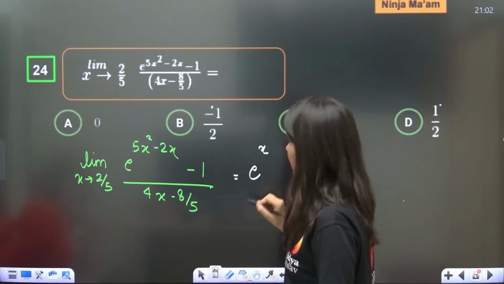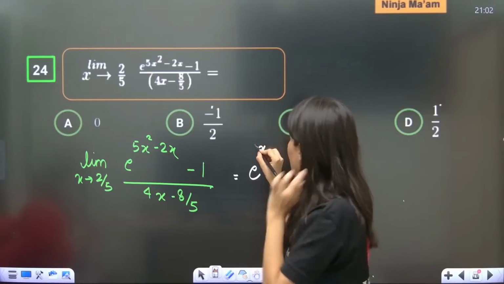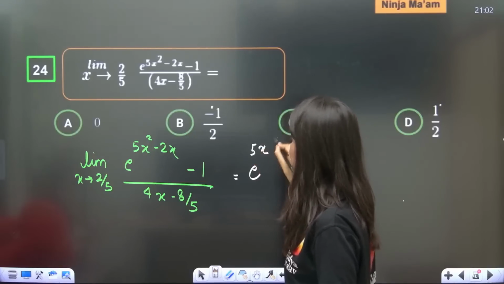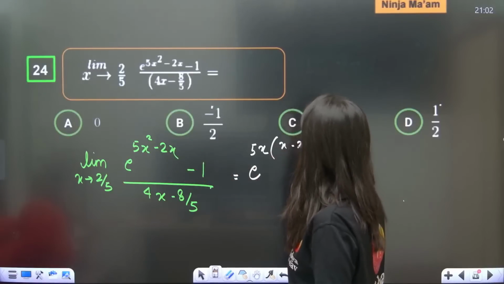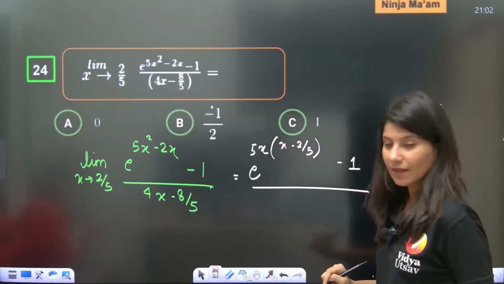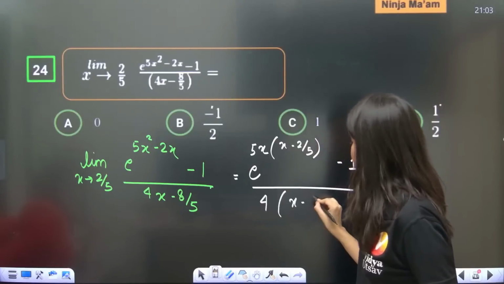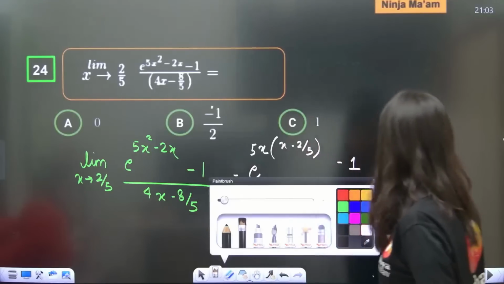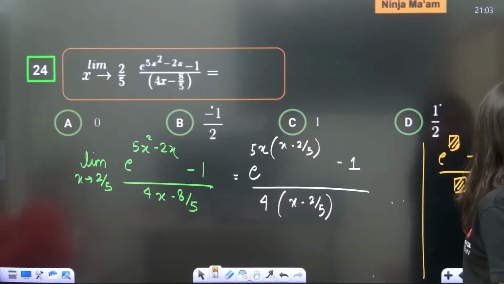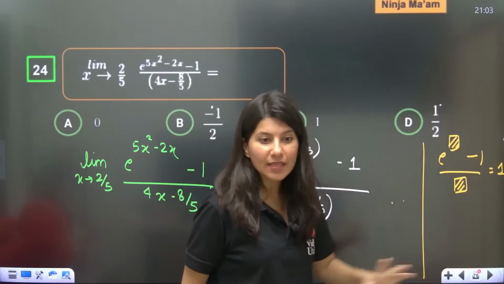E power x. In fact, you take 5 common, e power, you take 5 common. So 5x if you take common, it is going to give you x minus 2 by 5, minus 1, upon, here also you need to do the same thing. You need to take 4 common. So this is x minus 2 by 5. Now you know that the standard limit says e power anything minus 1 upon same thing is equal to 1. Remember, e power same thing minus 1 upon same thing is 1.